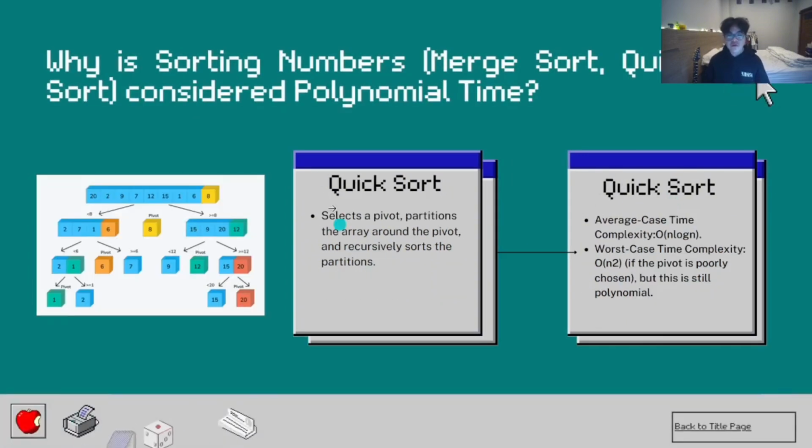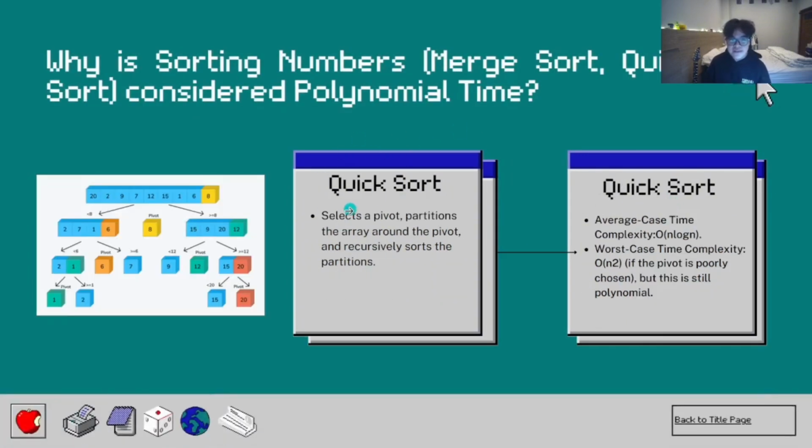If we look at quicksort, it selects a pivot, partitions the array around the pivot, and recursively sorts the partitions, as we can see in this illustration. The average case time complexity for quicksort is the same as merge sort, O(n log n), and the worst case time complexity is O(n^2). This happens if the pivot is poorly chosen, but this is still polynomial.